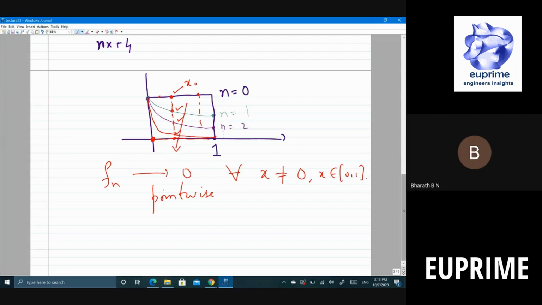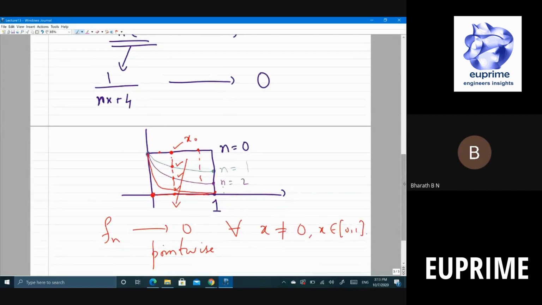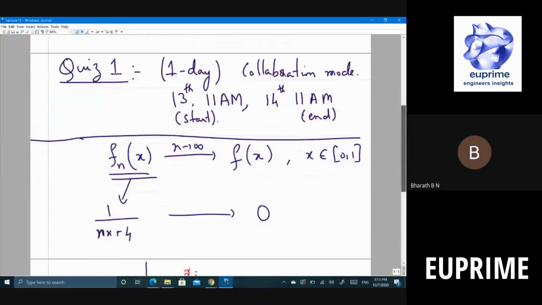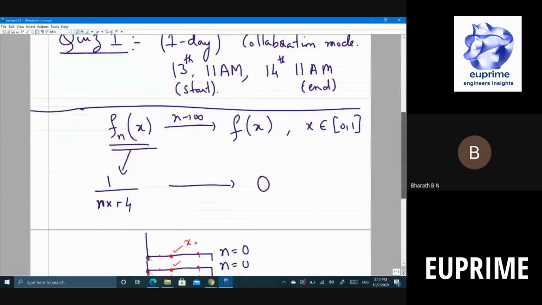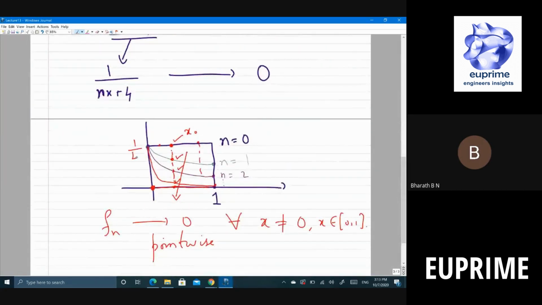At x equal to 0, it has already converged to something, right? What is that number? It's 1 by 4, right? It starts at 1 by 4. This height. Okay. So except at x equal to 0, everywhere it converges to 0.